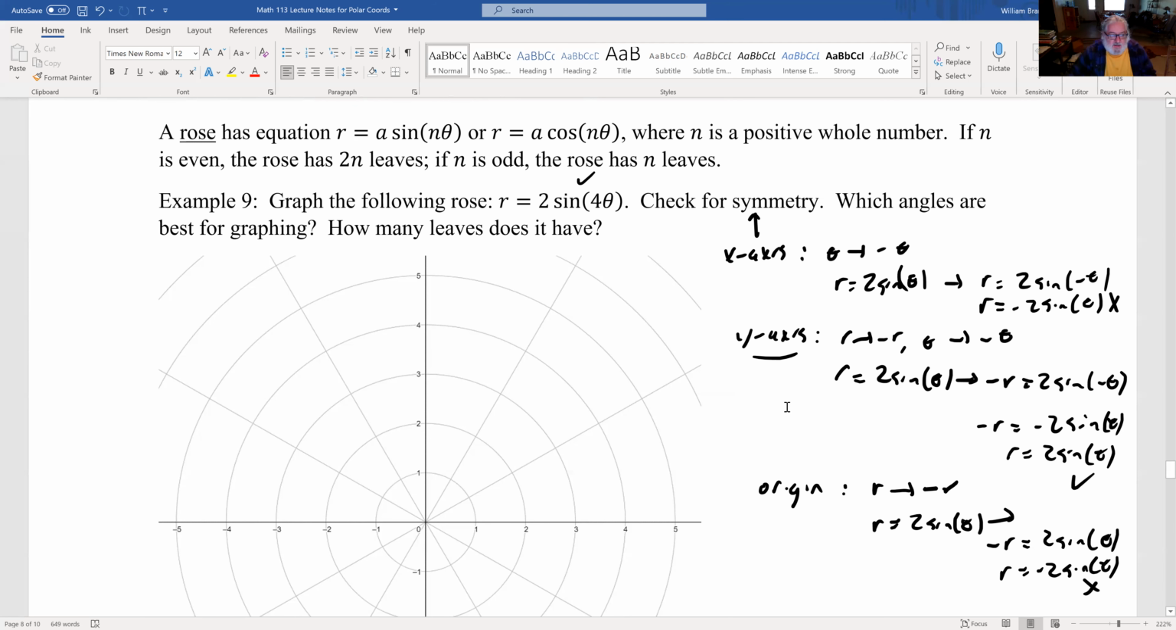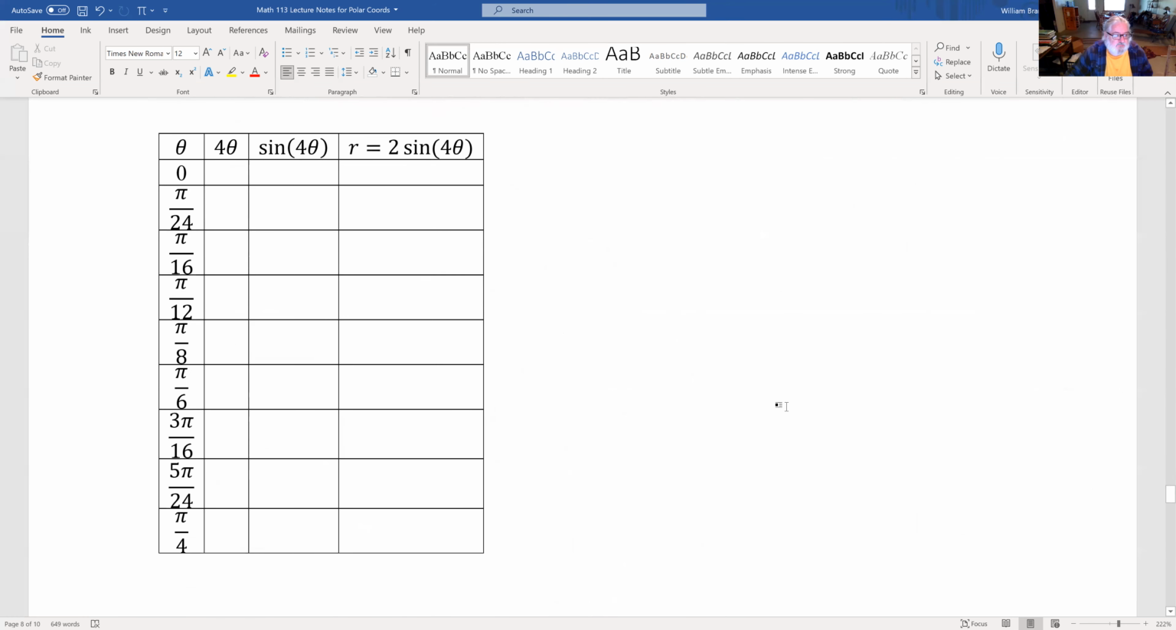Okay, so how do we graph this? We don't want to have a zillion angles. But I'm going to start with these angles. And why do I pick these angles? Because 4 times these angles gives our familiar 30, 60, 90 triangle, and 45.